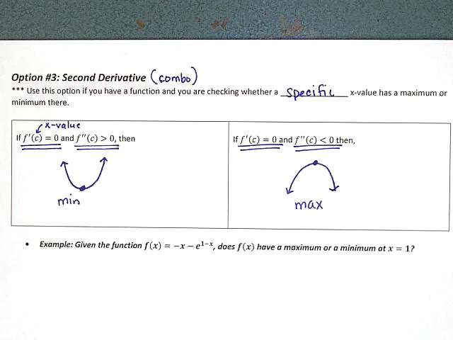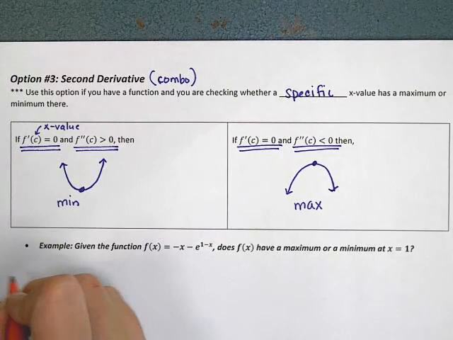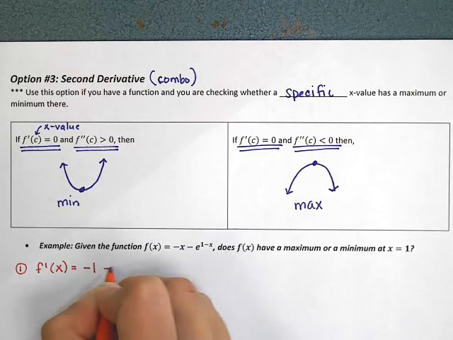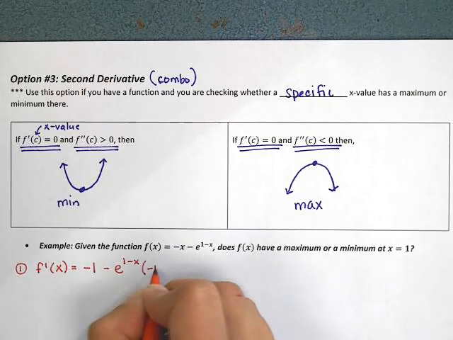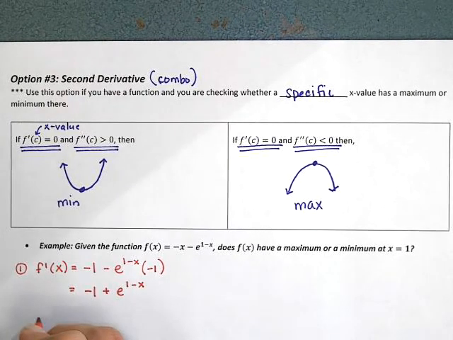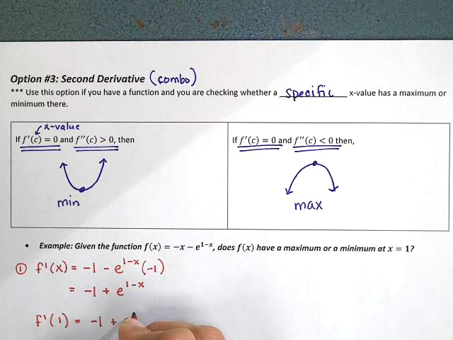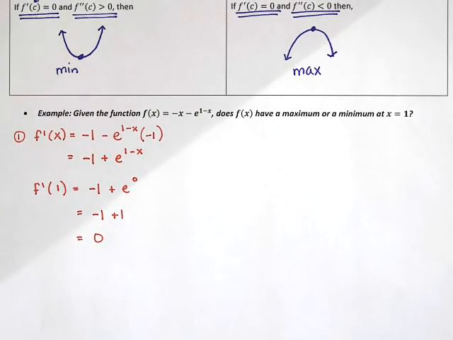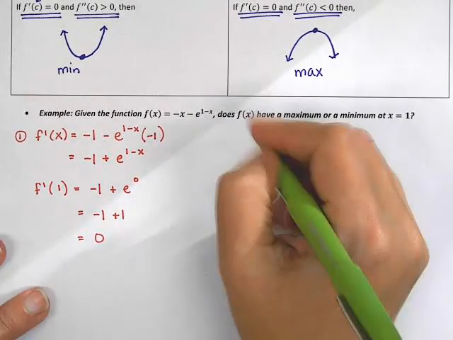So here's an example of how you would use this. Given this function, do we have a max or a min at 1? First, let's check out what the value of the first derivative is. The first derivative of this function would be negative 1 minus e to the 1 minus x times negative 1 because of chain rule. So I would have negative 1 plus e to the 1 minus x. If I evaluate this at 1, I get negative 1 plus e to the 0, which means I get negative 1 plus 1, which is 0. Oops, you can't see what I wrote. I'm sorry. I've confirmed my first derivative equals 0.